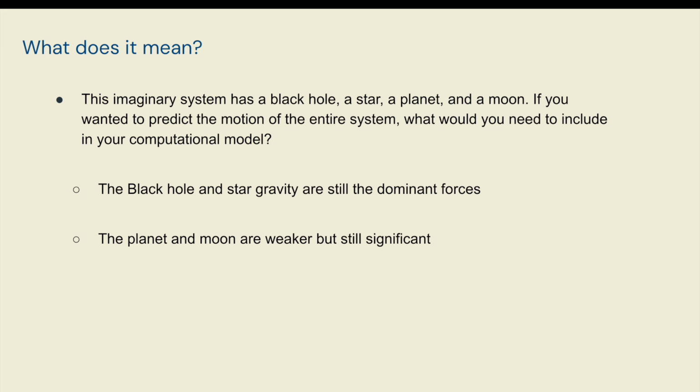So what if this imaginary system has a black hole, a star, a planet, and a moon? If you wanted to predict the motion of the entire system, what would you need to include in your computational model? In the computational model, we would have to include the black hole and star gravity because they are still the dominant forces. But we would also include the planet and moon forces, because even though they're weaker than the black hole and star gravity, they are still significant to the system.